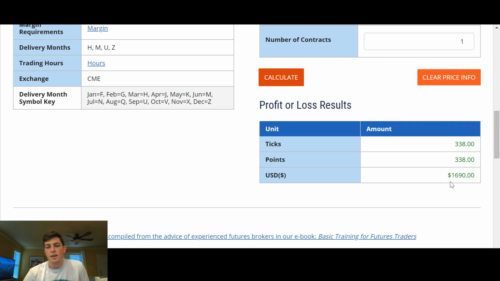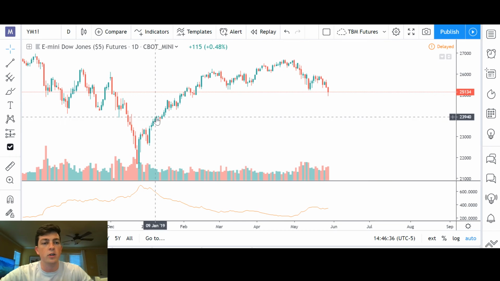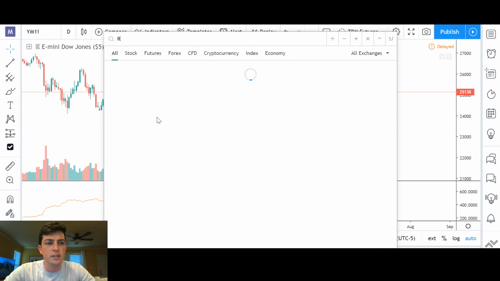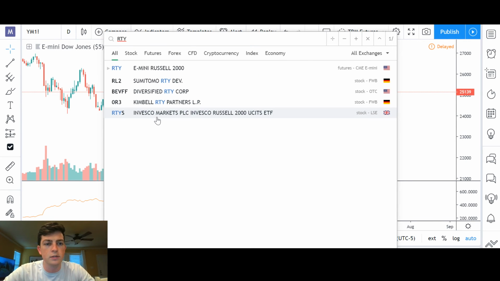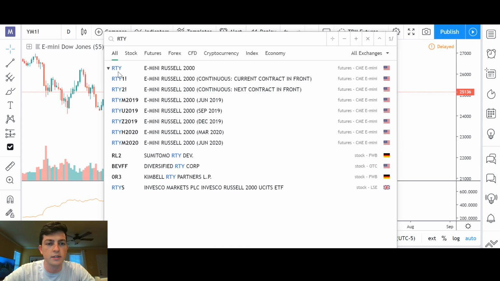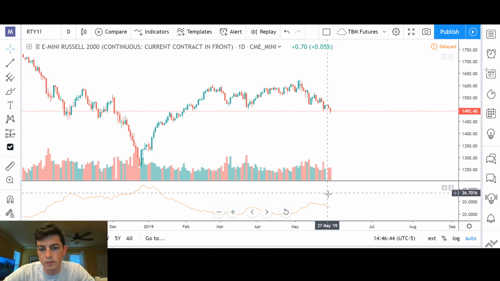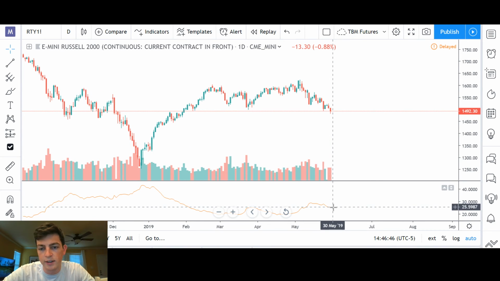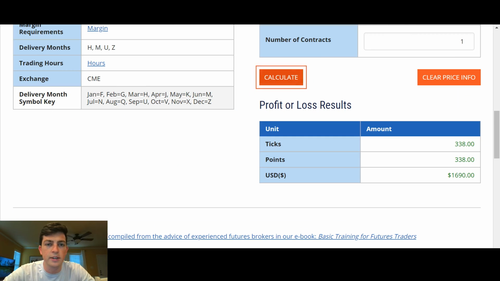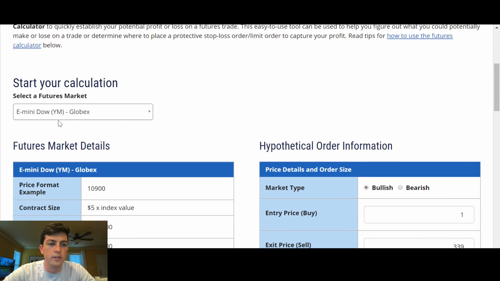So the crude oil and the YM are about the same on potential profits to the upside and downside. The Nasdaq is still in the lead quite significantly, followed then by the ES. So the last one we're going to check out is the Rusty, which is the RTY, I believe. Yes, RTY, which has on average 26 right now. So we'll go ahead and use that quick one.